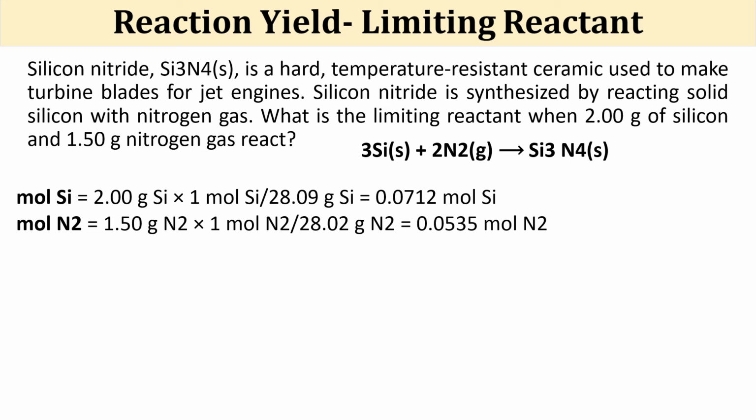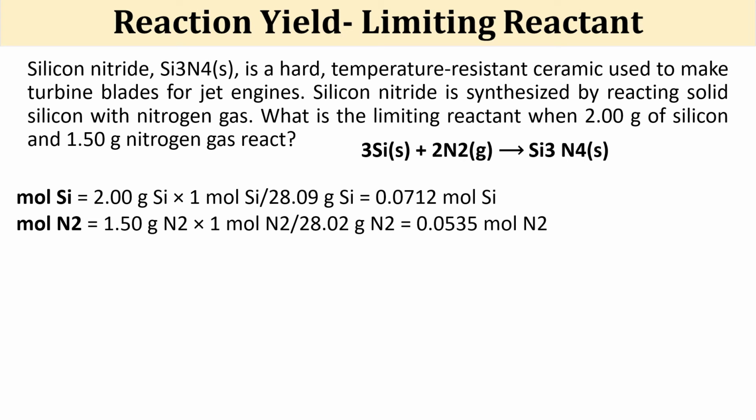Same for nitrogen using the formula mass over molar mass. 1.50 gram of nitrogen over the 28.02 gram of nitrogen, which is the molar mass of nitrogen, will give you 0.0535 moles of nitrogen.